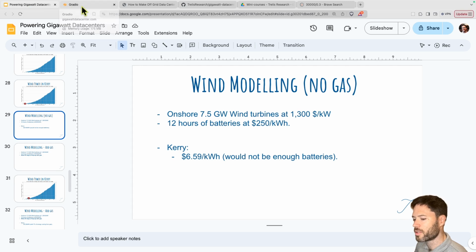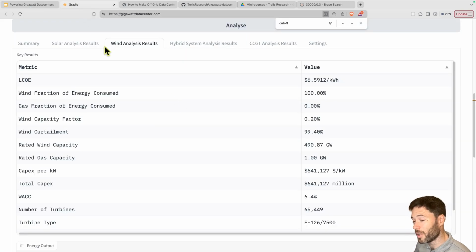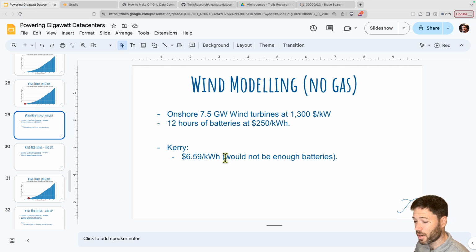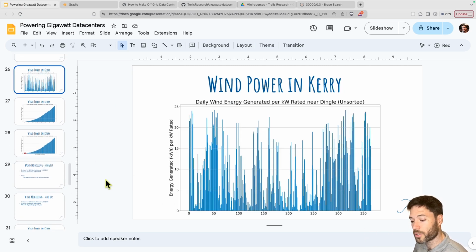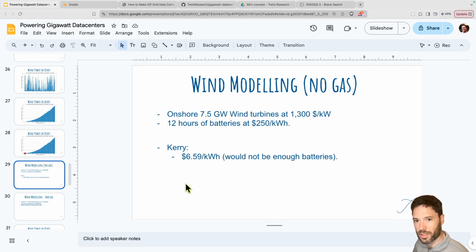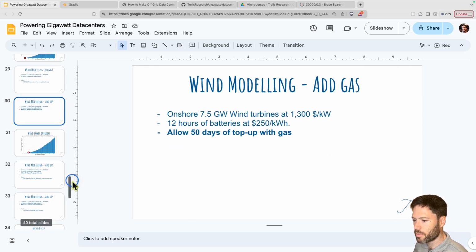And so when I analyze that, we should see a really high cost of wind. Does that match? It does. So yeah, this is going to be really high. And as I mentioned, this is probably not even possible because without gas, we're solely relying on that 12 hours of battery. And that's probably not going to get you through a lot of periods of low wind at all. So this is ridiculously expensive and probably not even feasible.